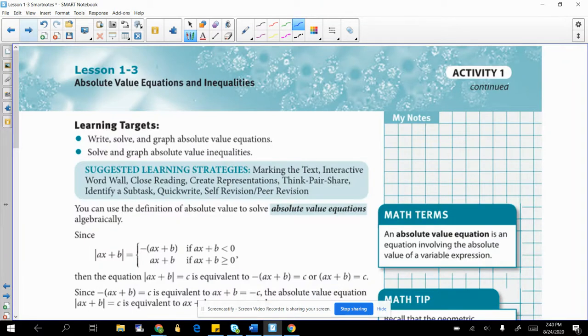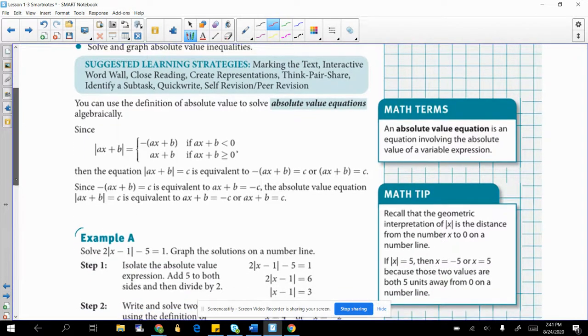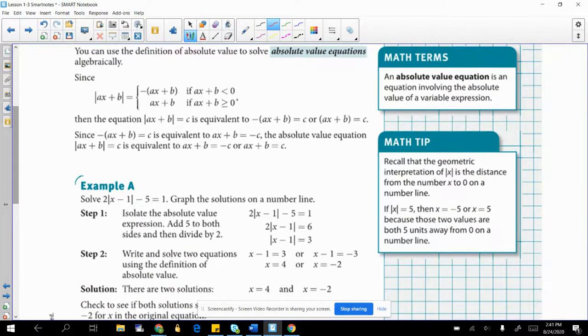So on page 11, like I said, these learning targets, we are really only going to do the first one today, which is write, solve, and graph absolute value equations, okay? And then next time we'll do the inequalities. So it says here, you can use the definition of absolute value to solve absolute value equations algebraically. Okay, so then we jump over here and we read the math term.